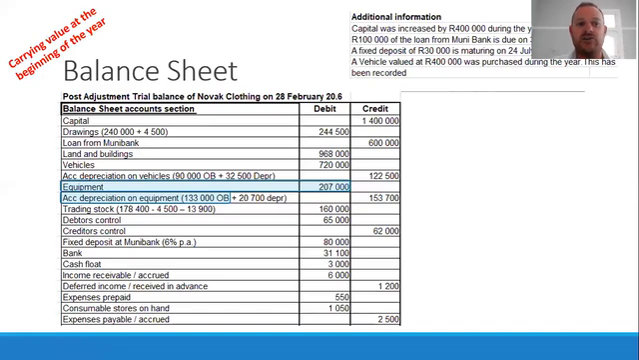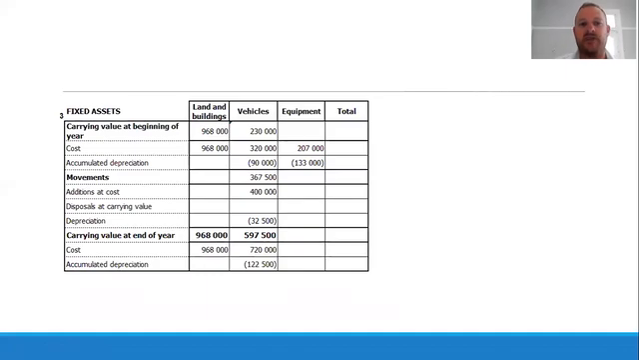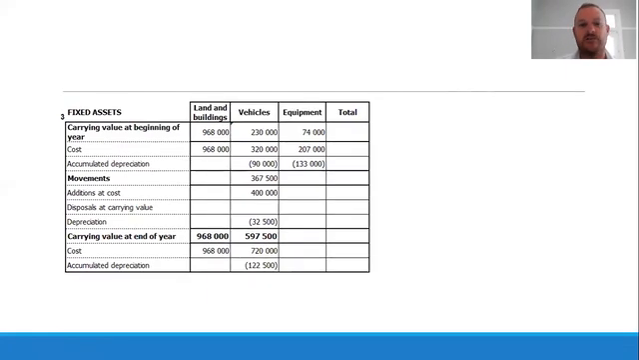If we now move on to equipment, first step, calculate the value at the beginning of the year. We know what the equipment amount was, and we know what the accumulated depreciation amount was. So if we just simply put that information in, like we did with vehicles, you end up with a carrying value of equipment at the beginning of the year of 74,000 Rand.